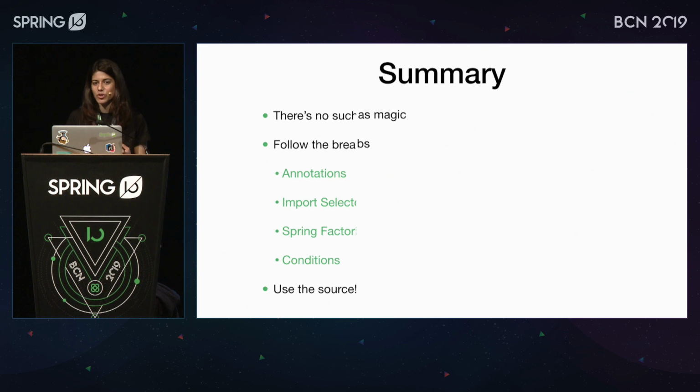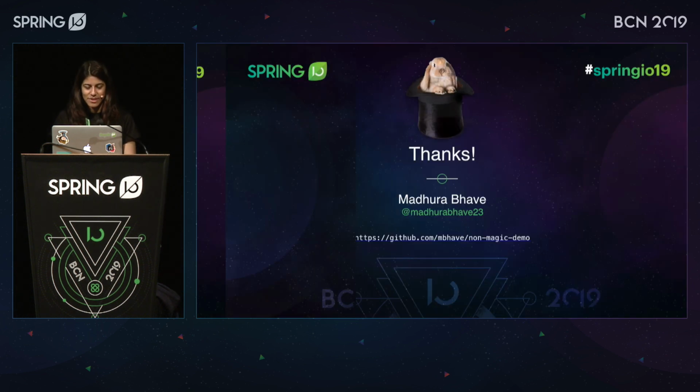spring.factories is a way for you to contribute more auto configuration if you're writing that. And conditions are the way Spring Boot auto configuration knows when to back off, when to contribute certain beans, and things like that. Also, it's all open source, so use the source if you need to for debugging, and hopefully that'll help you develop better applications. Thank you.